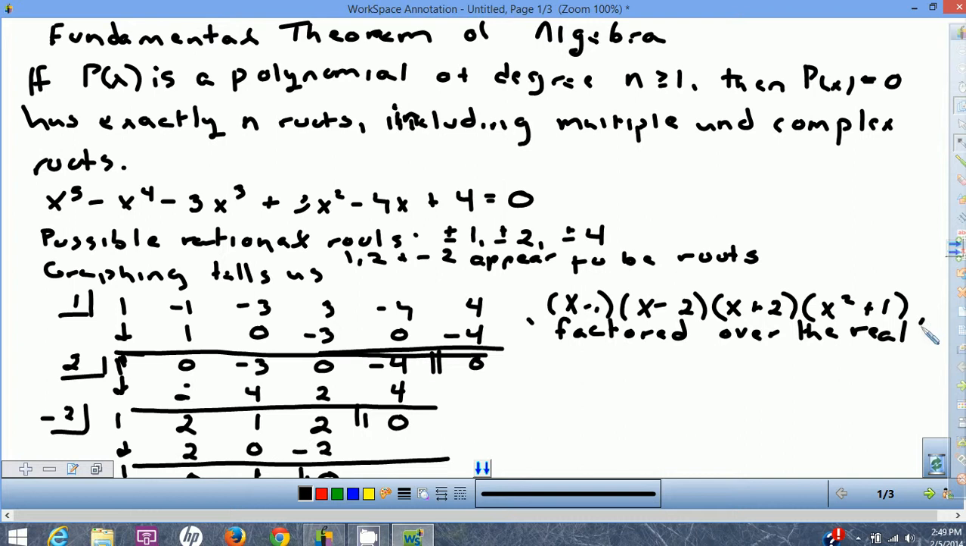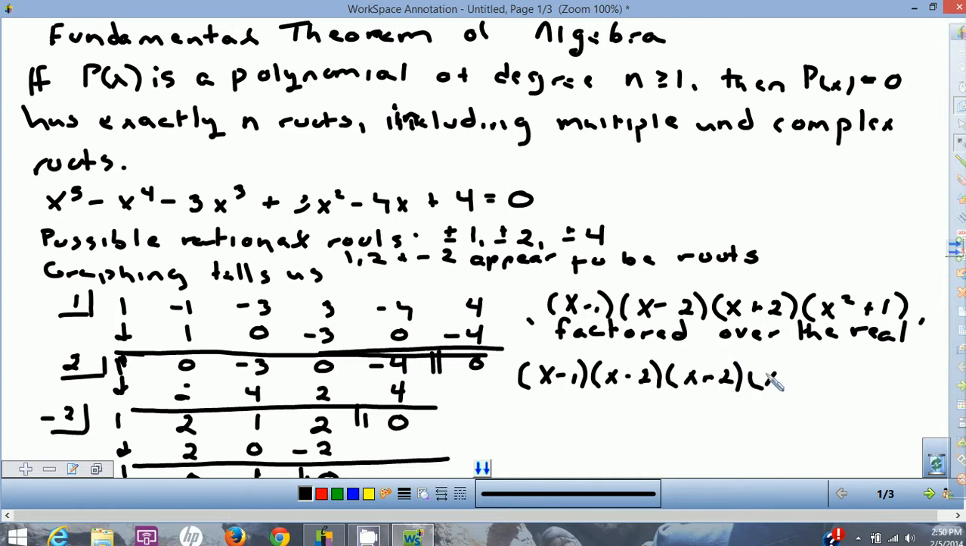Well, so x minus 1, x minus 2, x plus 2, x squared plus 1. What if I go back and factor this? If I factor it, I use the quadratic formula, whatever, I end up with my last two factors. x minus 1, x minus 2, x plus 2, x plus i, and x minus i. This is now fully factored, and it is fully factored with 5 linear factors.